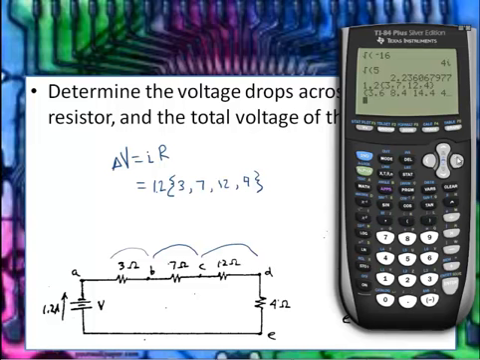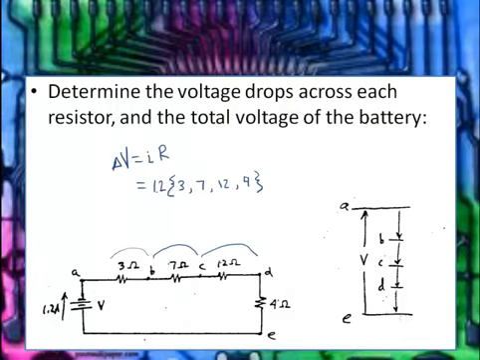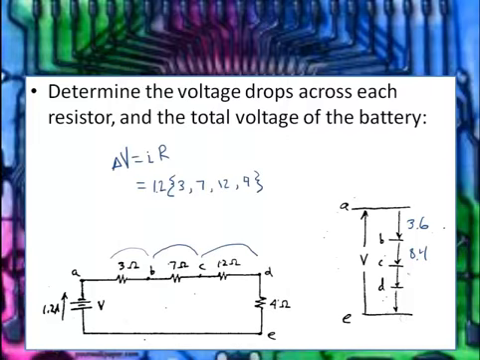And notice it gives me all 4 of those voltage drops, 3.6 volts, 8.4, 14.4, and if you press over, you get 4.8. So if I fill those numbers in on our diagram, 3.6 and 8.4, and 14.4 and 4.8.